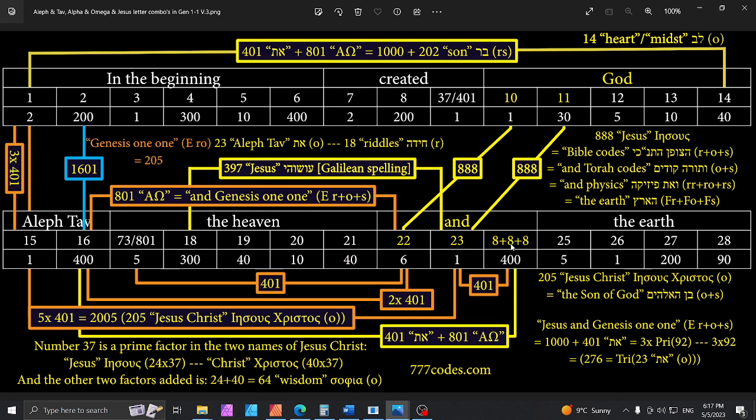Now, from letter number 24 to letter 16, pi, in ordinal, we get Aleph and Tav plus Alpha Omega. Isn't that incredible? Then I don't know what.